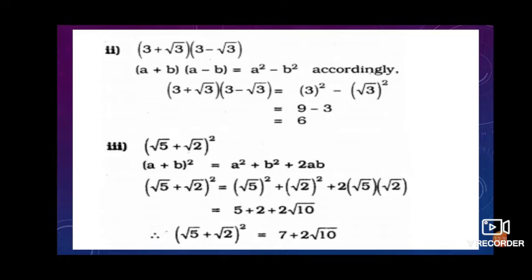Plus root 2 whole square, the square and root will get cancelled. We will get 2, plus here 2 into root 5 into root 2. Both are having the same root, so we can multiply each other. We can write combinedly root 10, 5 2s are 10. So the answer is 5 plus 2, and again we can simplify it as 7 plus 2 root 10.